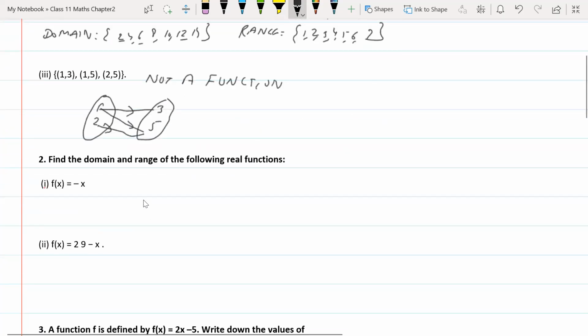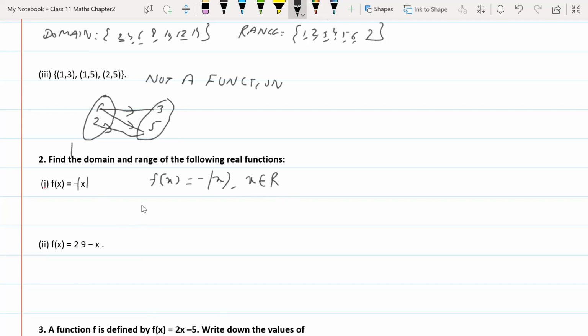Now come to the second question. Find the domain and range of the following real functions. If f(x) is minus modulus x, so this is a modulus function. There is a typo error. The function is like this: f(x) is such that x belongs to the real numbers, because these are real functions.